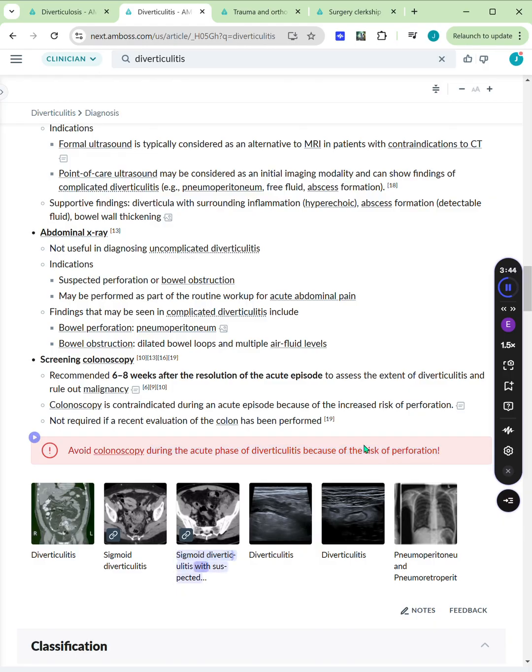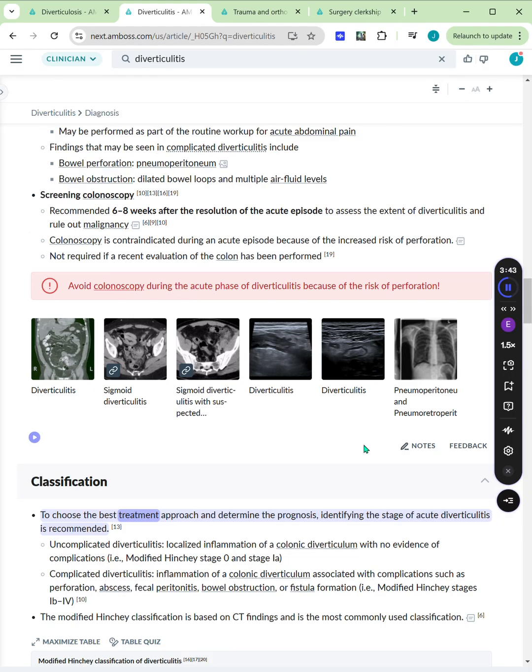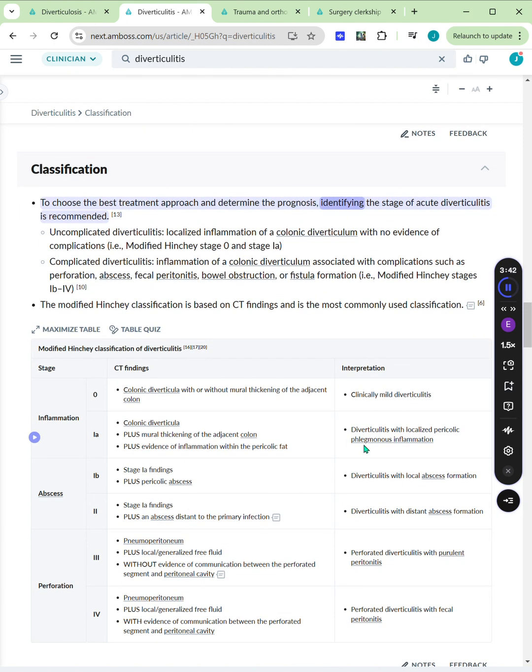Sigmoid diverticulitis with suspected perforation. To choose the best treatment approach and determine the prognosis, identifying the stage of acute diverticulitis is recommended. Uncomplicated diverticulitis: localized inflammation of a colonic diverticulum with no evidence of complications.